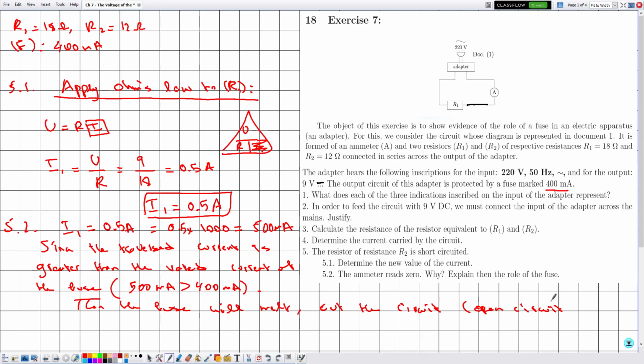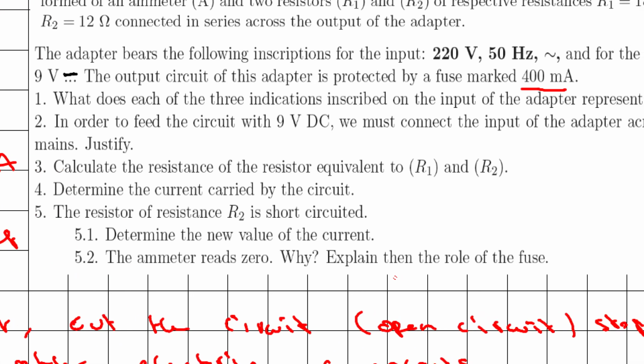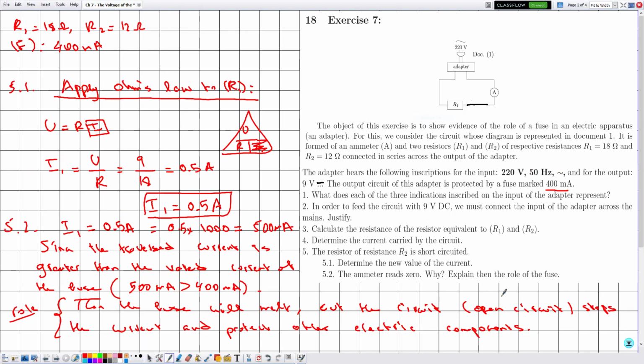stops the current, and protect other electric components. So this is the role. So this is why the ammeter reads zero, because there is no current, and the role at the same time, which stops this current and protect other electric components, okay, from overrated current.